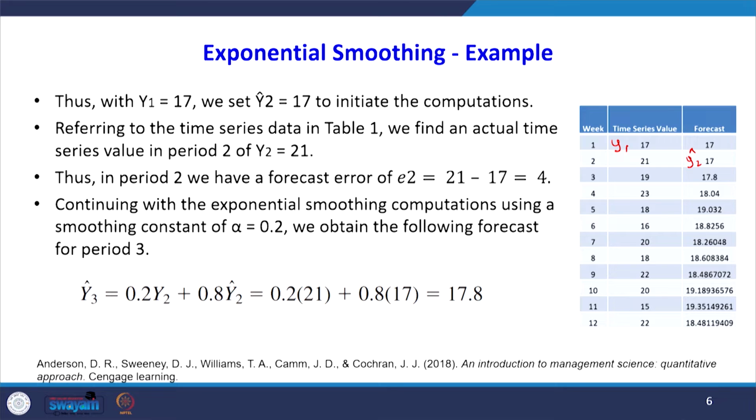Continuing with the exponential smoothing computation, using a smoothing constant of alpha equal to 0.2, we obtain the following forecast for period 3. So, y3 hat equals 0.2 y2 plus 1 minus alpha, that is 0.8, y2 hat. What is y2? The y2 value is 21, plus 0.8 times y2 hat, which is 17. So, the forecasted value for period 3 is 17.8.